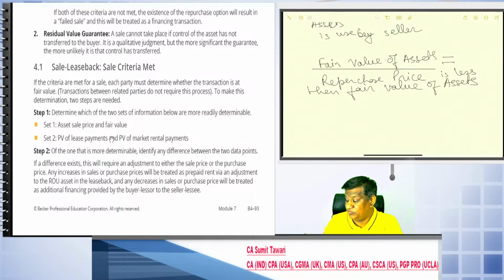As of today, if the asset fair value is 400,000 and I'm keeping the sale price at 400,000, I can consider this a sale and can recognize it as a sale.